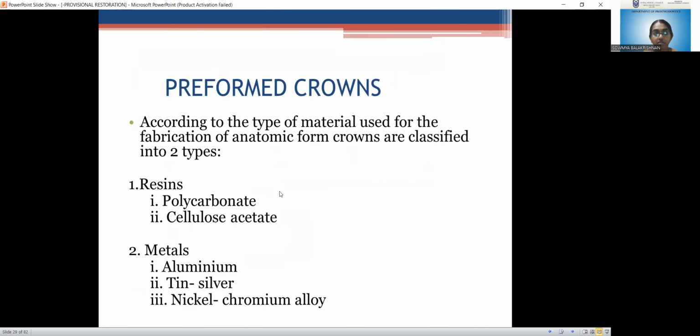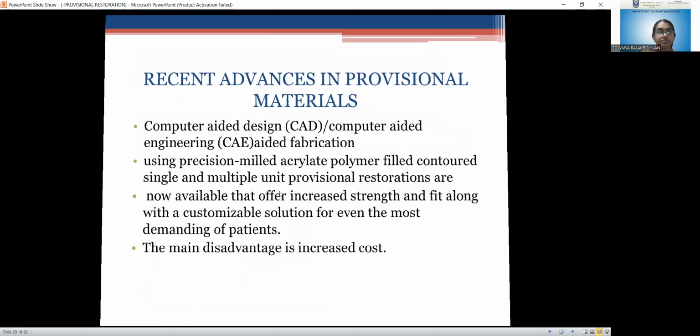Next are the preformed crowns. According to the type of material used for fabrication of the anatomic form, crowns are classified into two types, that is resins and metals. In resins, it is polycarbonate and cellulose acetate. In metals, it is aluminum, tin, silver, and nickel chromium alloy.